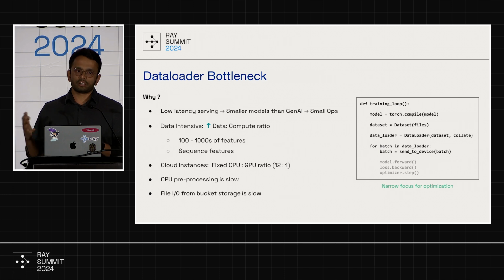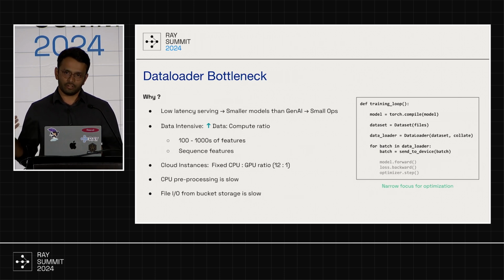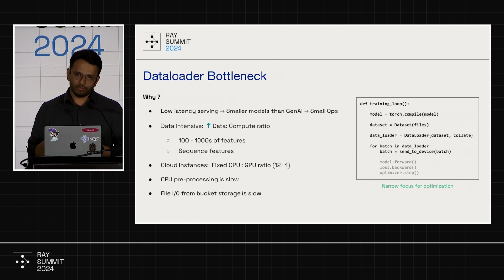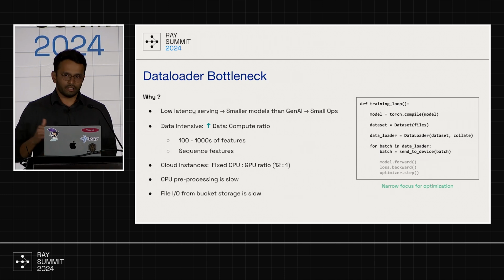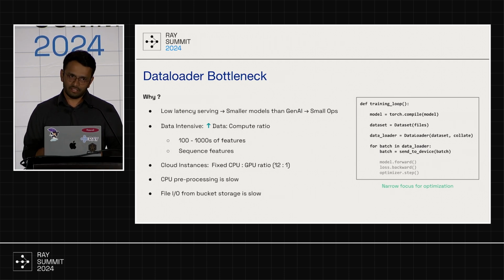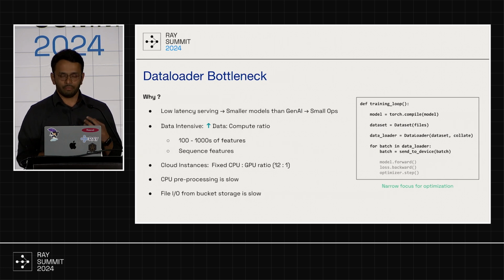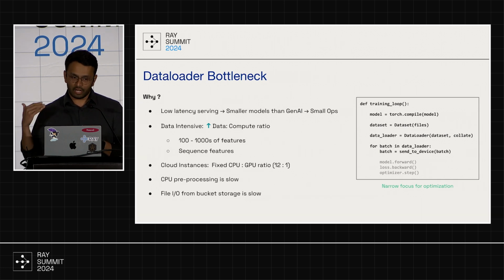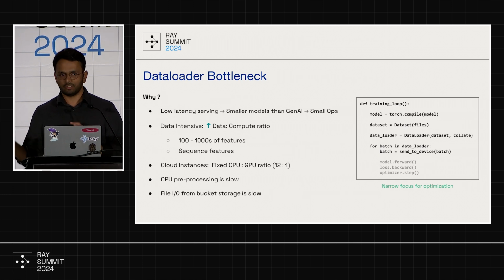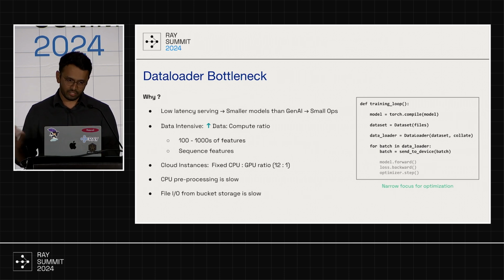And so they are typically a lot smaller than the generative AI counterparts that you see. And so they end up having a lot less compute compared to the Gen AI counterparts. The other thing that makes these models very tricky is they are highly data intensive, meaning that their data to compute ratio is a lot higher. And the reason for that is typically these models use hundreds or thousands of features. They have very large sequence features that they use, and so it becomes a very memory and data heavy operation.